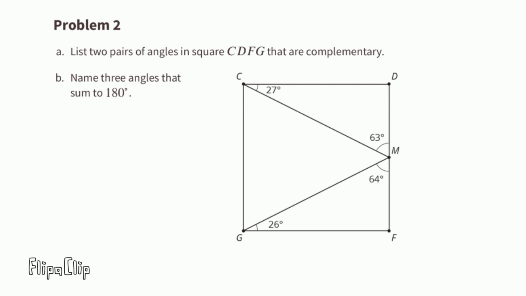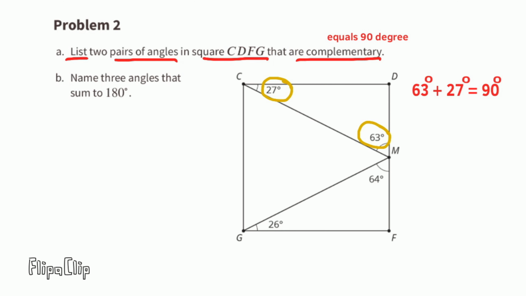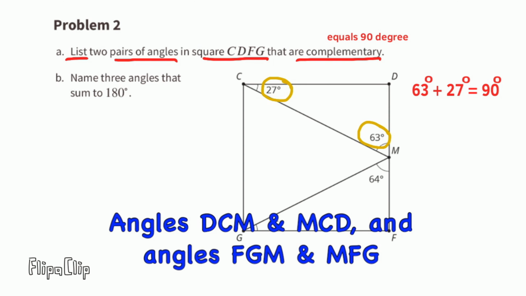Problem number 2. List two pairs of angles in square CDFG that are complementary. Complementary angles are two angles that when you add them together, they total 90 degrees. 63 plus 27 equals 90, and 64 degrees plus 26 degrees is also 90 degrees. Those two pairs of angles could be angles DCM and MCD, and also angles FGM and MFG.